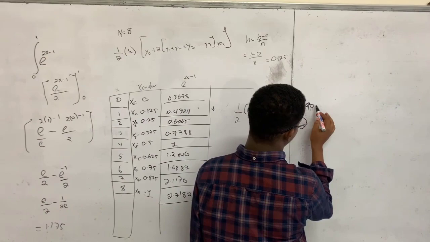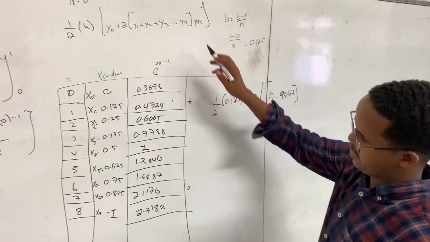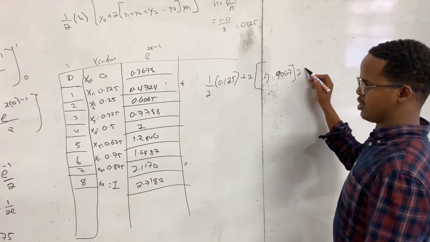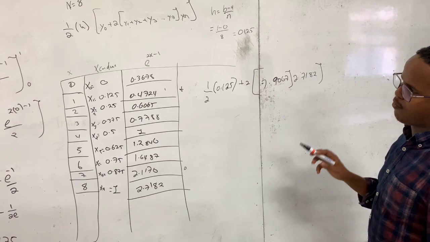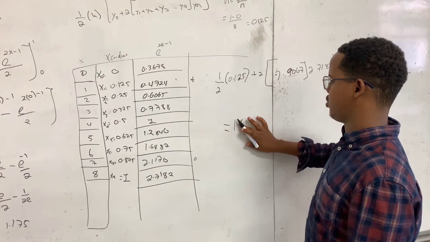7.9067. And then the last one, y8, is 2.7182. So the final answer we get is 1.1813.